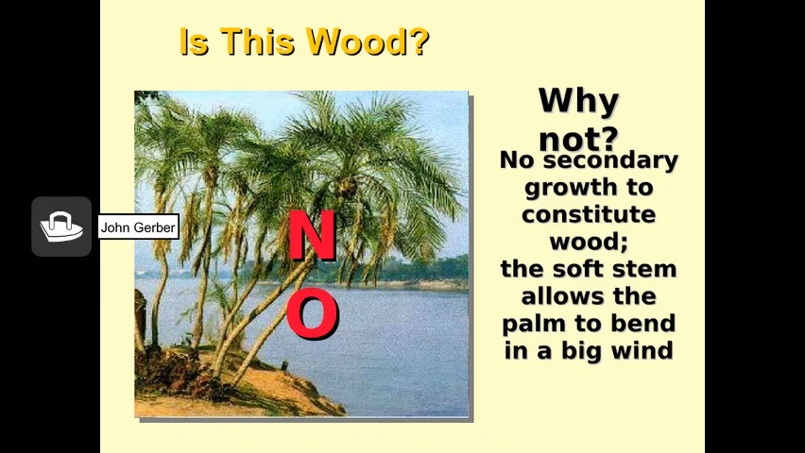The palm tree, like a corn plant and other monocots, does not produce secondary wood or secondary xylem. Palm tree, therefore, is not considered wood. If you cut it open, you'll find the vascular bundles scattered throughout the stem, not in a ring like an oak tree. If you happen to see this question on a test, remember the palm tree is not considered wood.